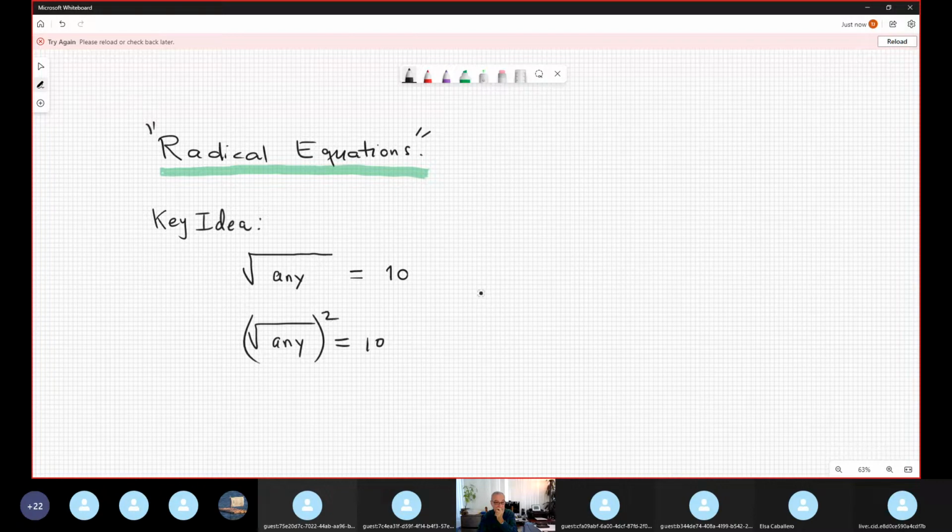And you know very well, square root and square power undo each other. And you copy the expression any without radical equal 100, no? Because 10 times 10 is 100. And now you continue. This equation is easier than the original.